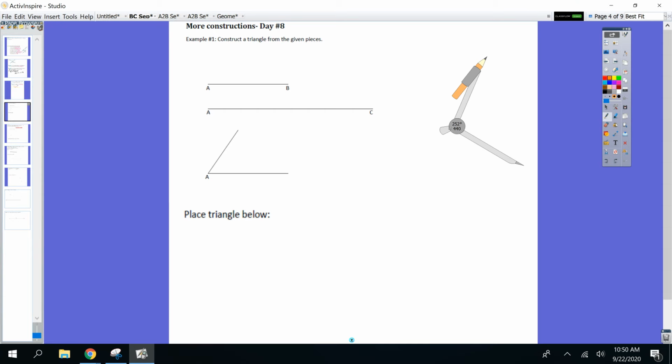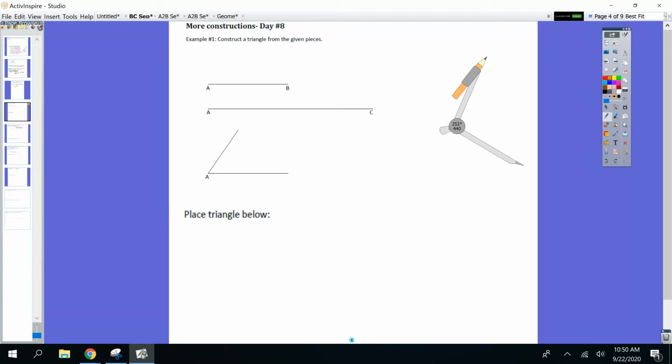Okay. All right, first one we're going to do, we're going to make a triangle, using just your compass and straight edge only. And here are the conditions for your triangle. How many sides in a triangle? 3. How many angles? 3. Two of those sides need to be the length of AB and AC. One of those angles needs to be the same measure as angle A.